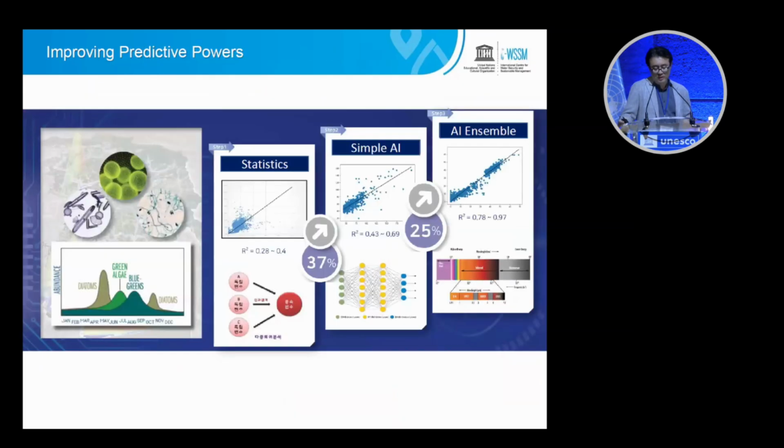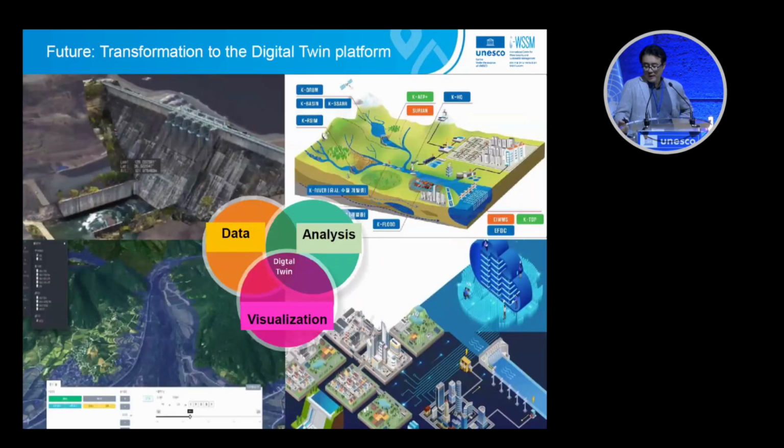Now, as AI technology is continuously being developed, it started from statistics, then a single AI approach, but now we combine it with other AI techniques such as ensembles. Next is our future: we envision the digital twin, a virtual reality, for better water quality management. In order to do so, we need a large amount of data, powerful analysis, and effective visualization.